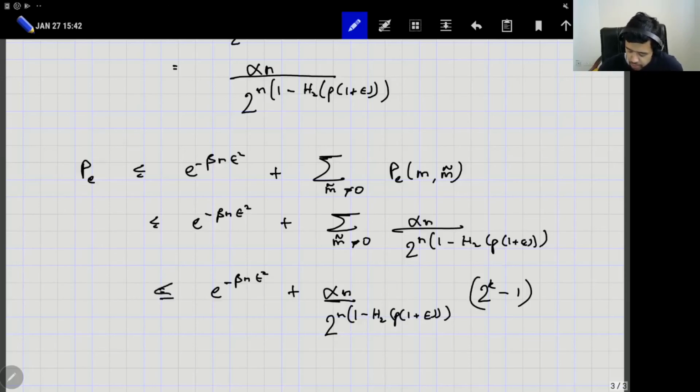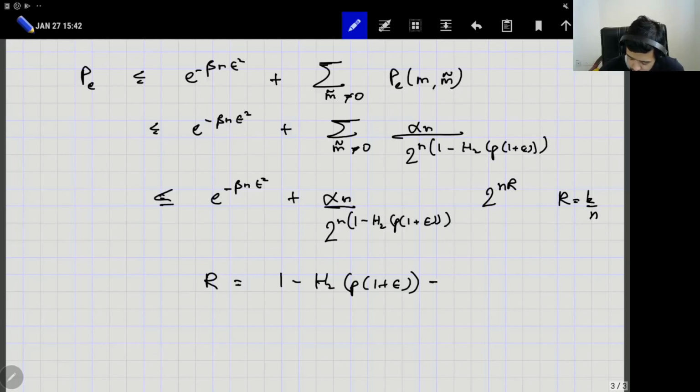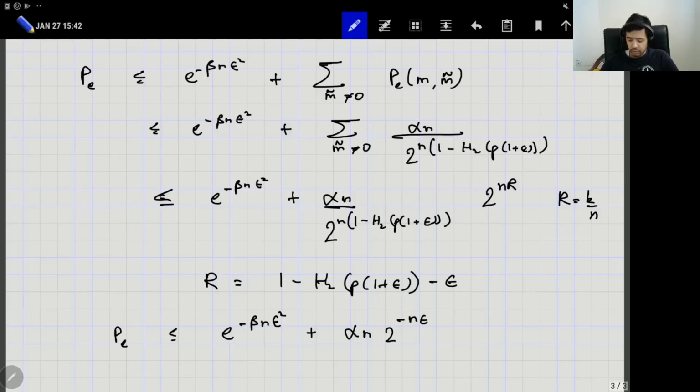But 2 to the k minus 1 is obviously less than or equal to 2 to the k, right? So it's 2 to the k. Since r is equal to k divided by n, I can take k to be equal to nr. And if I choose r to be equal to 1 minus h2 of p times 1 plus epsilon, minus epsilon, then the average probability of error is basically e to the minus beta n epsilon square plus alpha n times 2 to the minus n epsilon. So if you plug it into the above equation, you get this particular quantity.